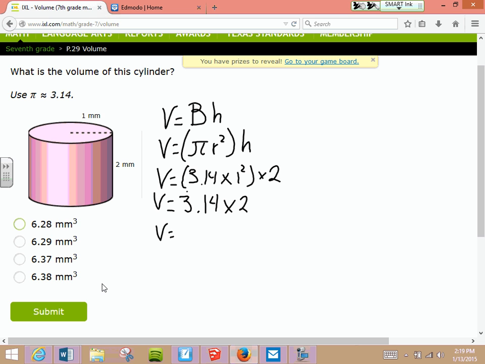So the volume would be 6.28 millimeters cubed. Volume 3. Area 2. I know how to remember because a 3D shape is... Yes. Thank you. That is a good way to remember. A 3D shape has a 3 for the volume, and a 2D shape, which is a flat one, right, has a 2 for the area.